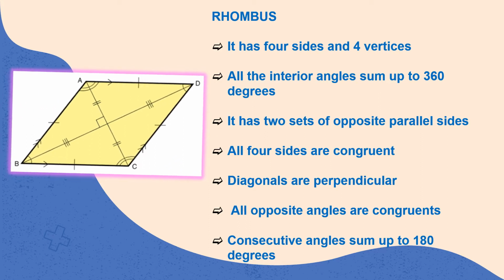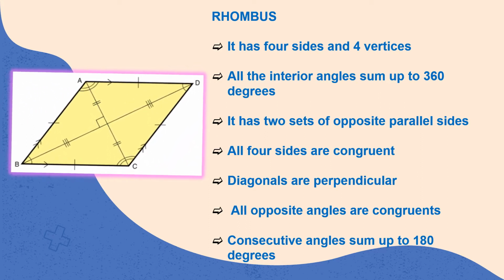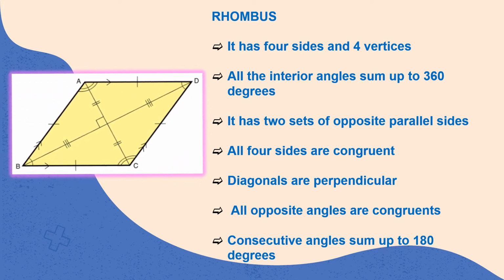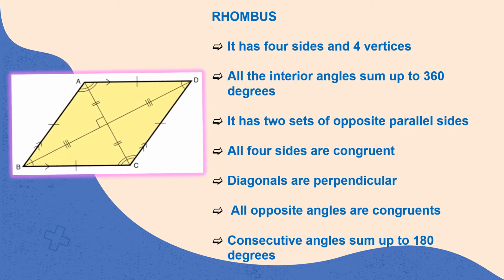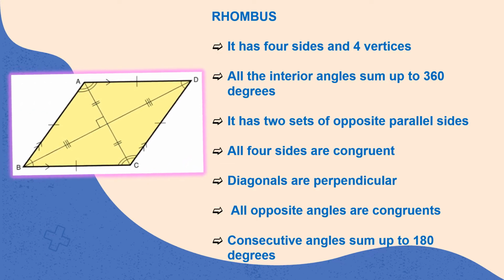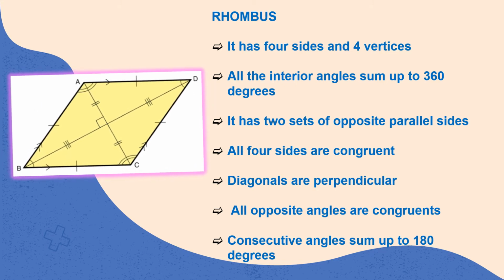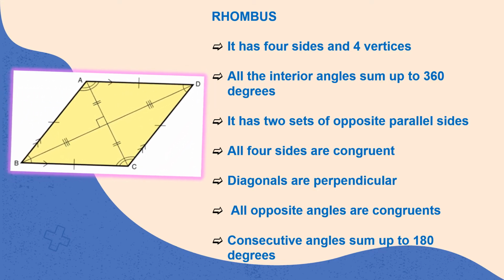Rhombus. It has four sides and four vertices. All the interior angles sum up to 360 degrees. It has two sets of opposite parallel sides. All four sides are congruent. Diagonals are perpendicular. All opposite angles are congruent. Consecutive angles sum up to 180 degrees.